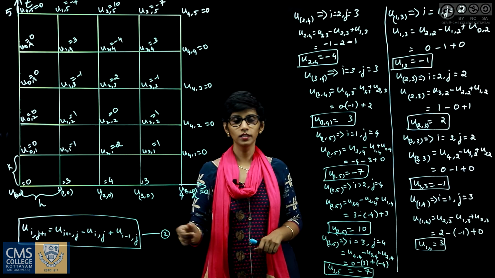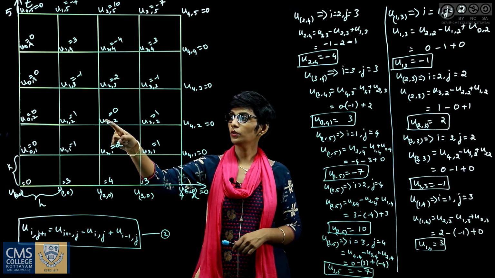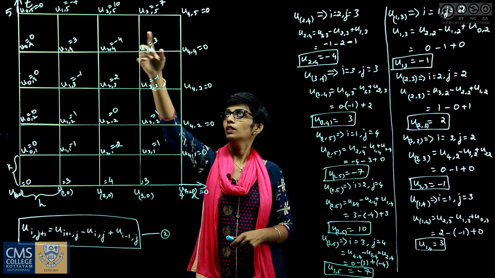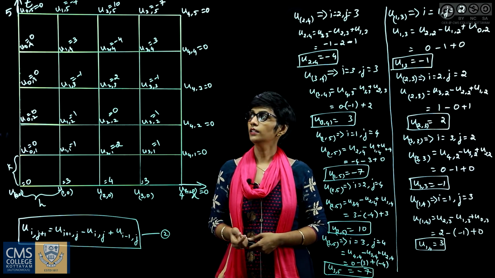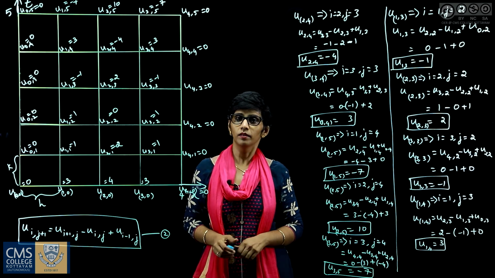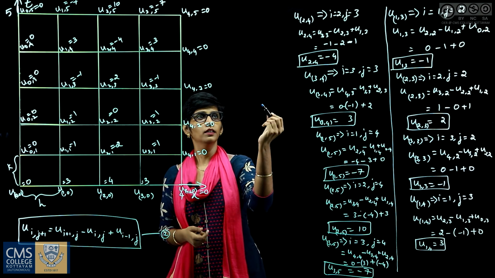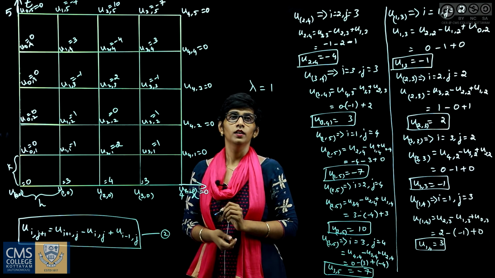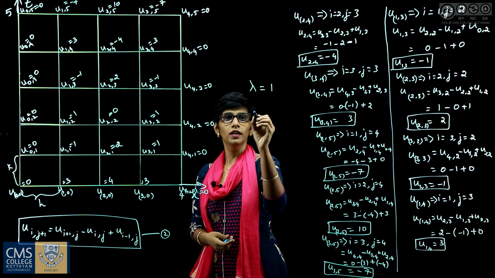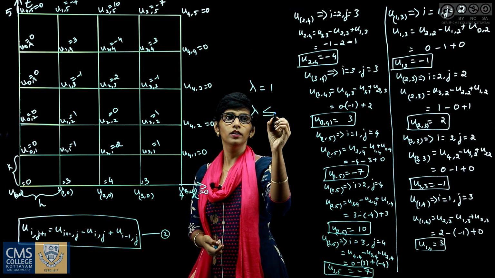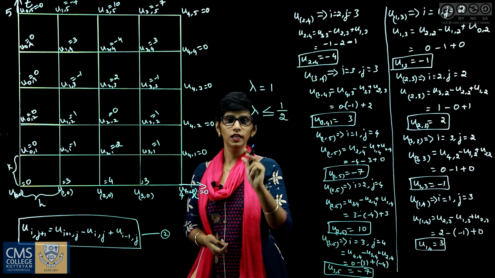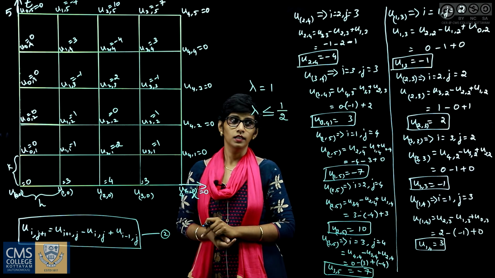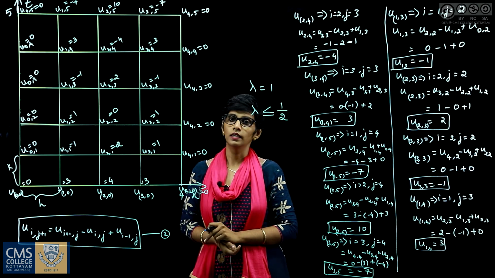So using this equation, we found the values of u at each and every node and we got the values like this. Here the solution is not stable because we found that lambda is equal to 1. To get a stable solution, lambda should be less than or equal to half. Only when lambda is less than half do we get a stable solution. So in this case, the solution is not a stable one.